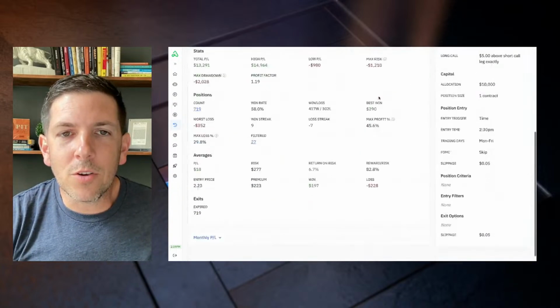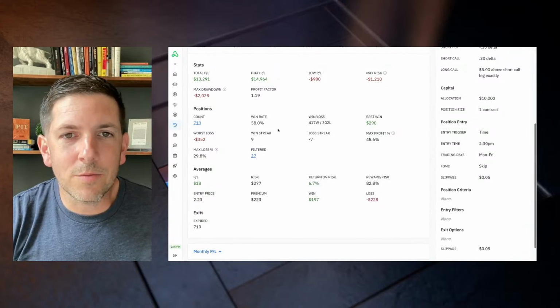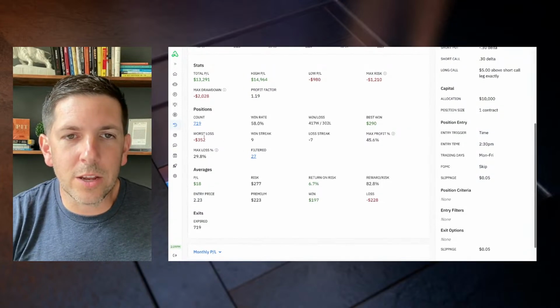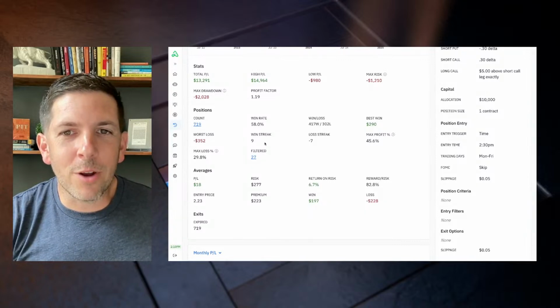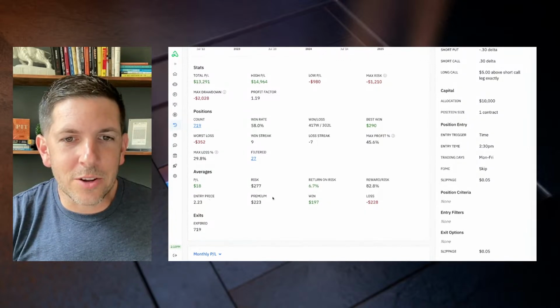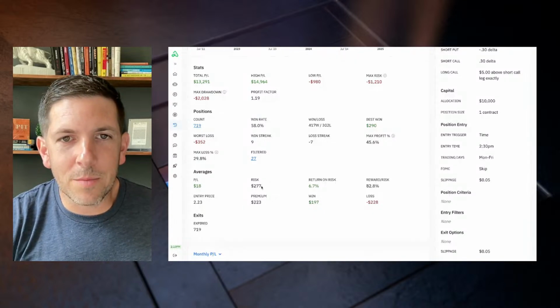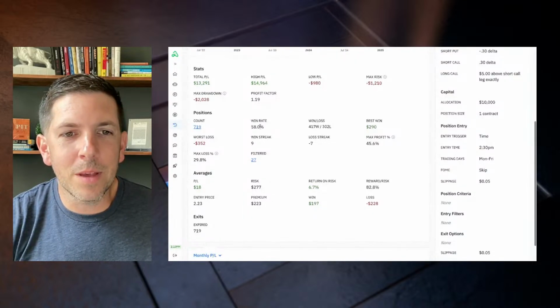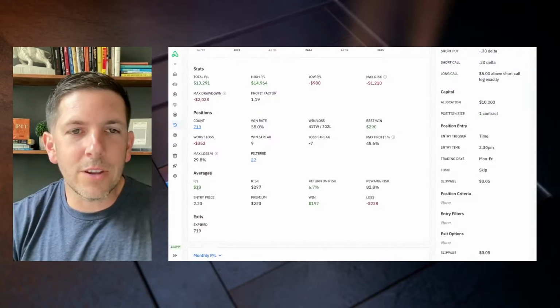If you also go down into the results, you can dig into not only all the stats, right? The win rate, your best win, your worst loss, how many wins you had in a row, how many losses you had in a row, your average entries. So your average premium was about 223. You're risking about 227, but you're winning 58% of the time. So your average P&L across the board was about $18 per trade that you did.